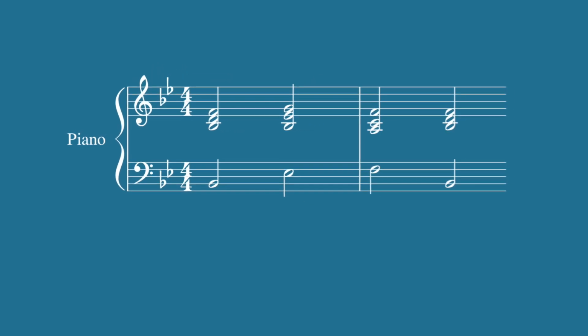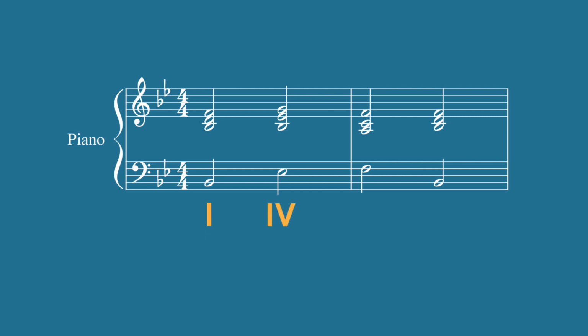Alright, the next thing we see is the time signature, 4/4. This tells us that we will have 4 quarter notes in each measure. Now we finally get to the music. This is a 1-4-5-1 chord progression.